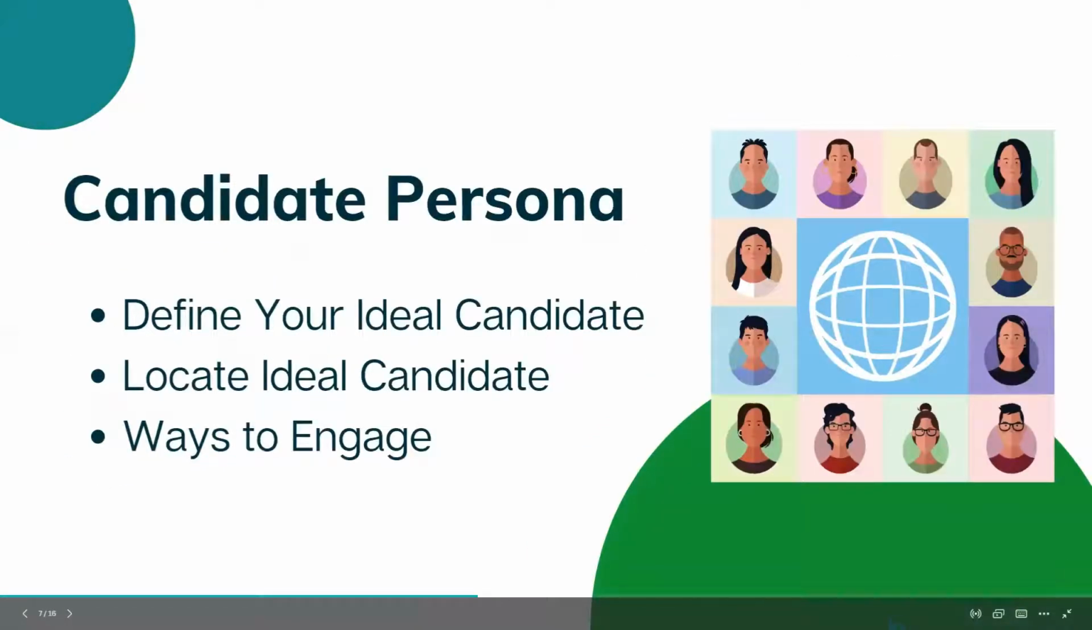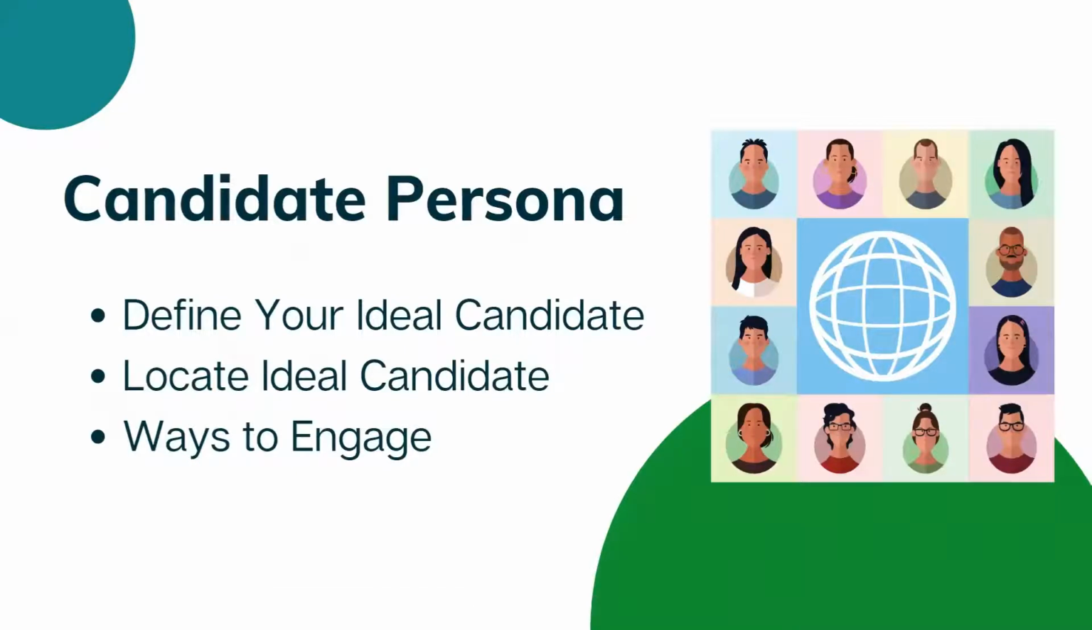All right, so the candidate persona, there's three sections that you're focused on. Defining your ideal candidate, that includes the motivators, but also includes what they're bringing to the table, what their background and experience looks like. Then it's the locate the ideal candidate. And there's three areas that I focus on when I'm thinking about locating a candidate. One is online.